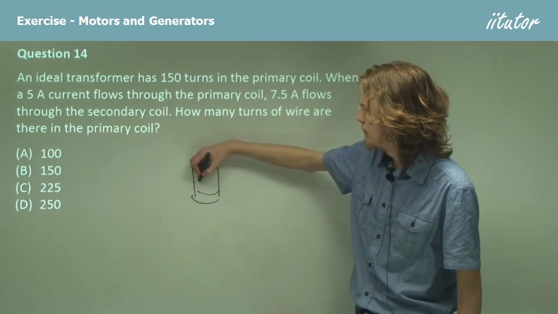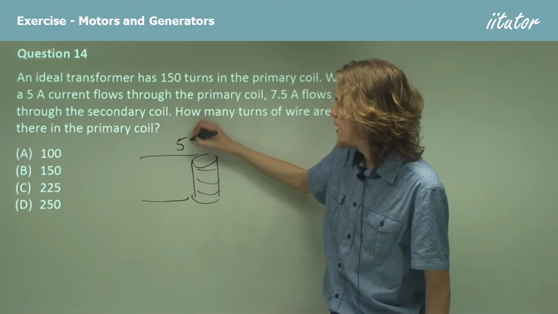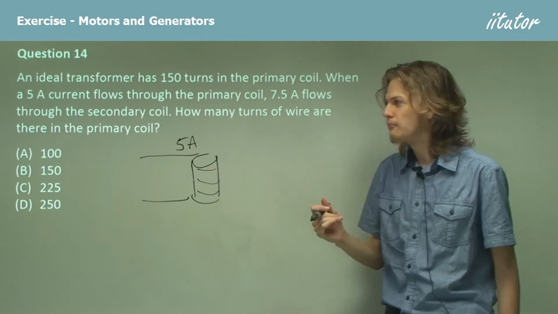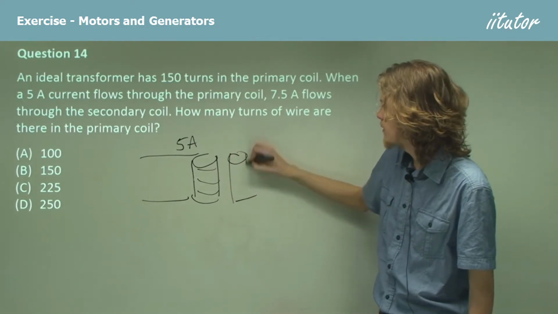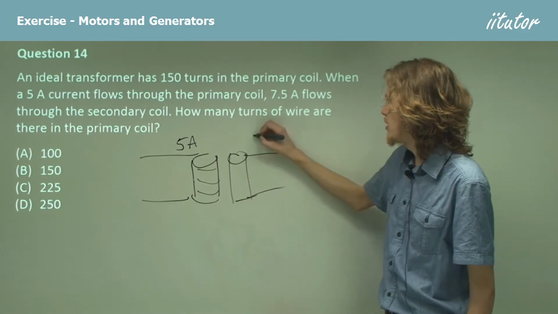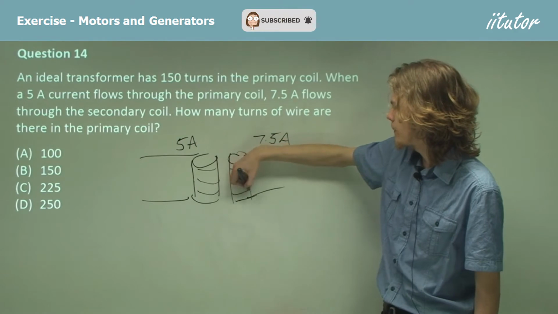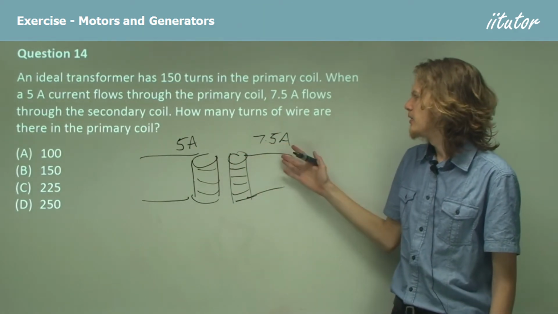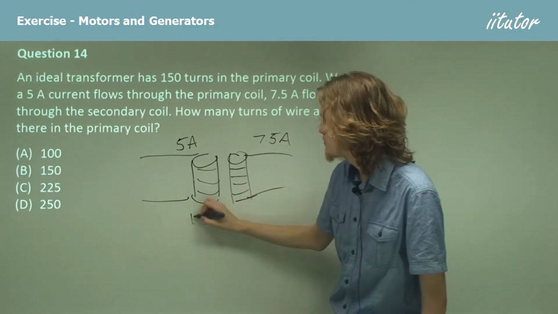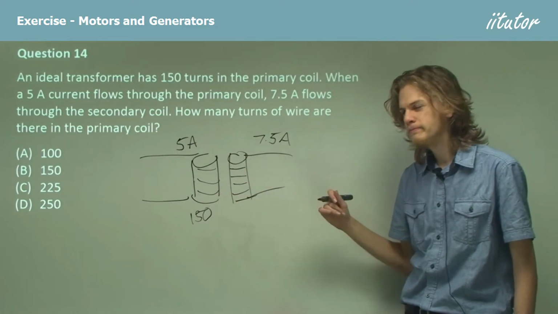Here's our primary coil. Through the primary coil we have 5 amperes of current, right? Through the secondary coil we have 7.5 amperes. So what we need to figure out is if this has 150 turns, then how many turns does this have?